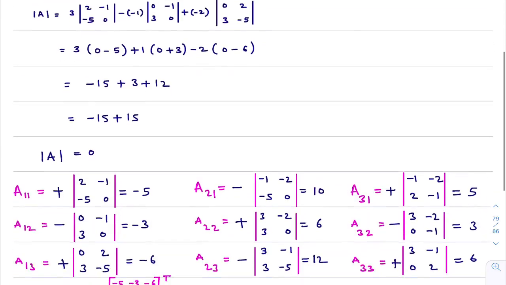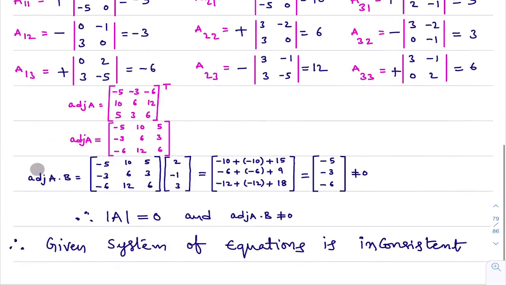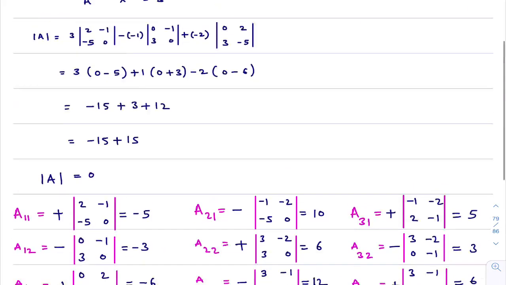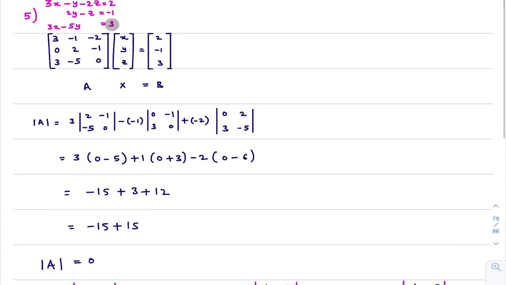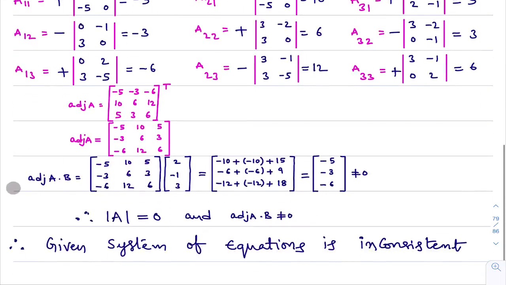As I got det A is 0, I am calculating adjoint A into B. Adjoint A just now I got. You know what is B. This matrix is there now here. 2, -1, 3. This is the matrix B. Adjoint A into B. Okay, first I written this matrix adjoint A and I written the matrix B. You need to multiply these two matrices. See, in case if you do not know matrix multiplication, you can't do this problem. So, you must be good in matrices chapter and matrix multiplication.